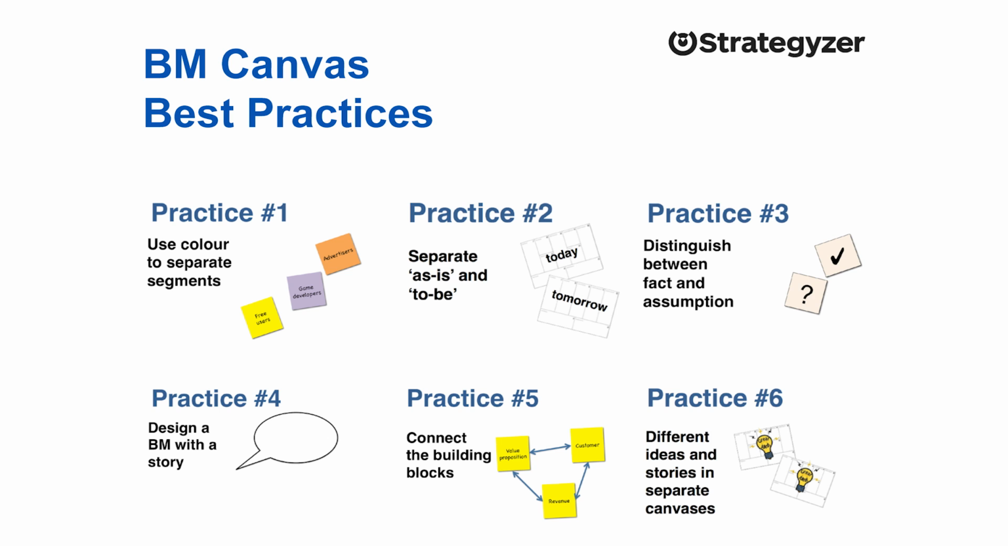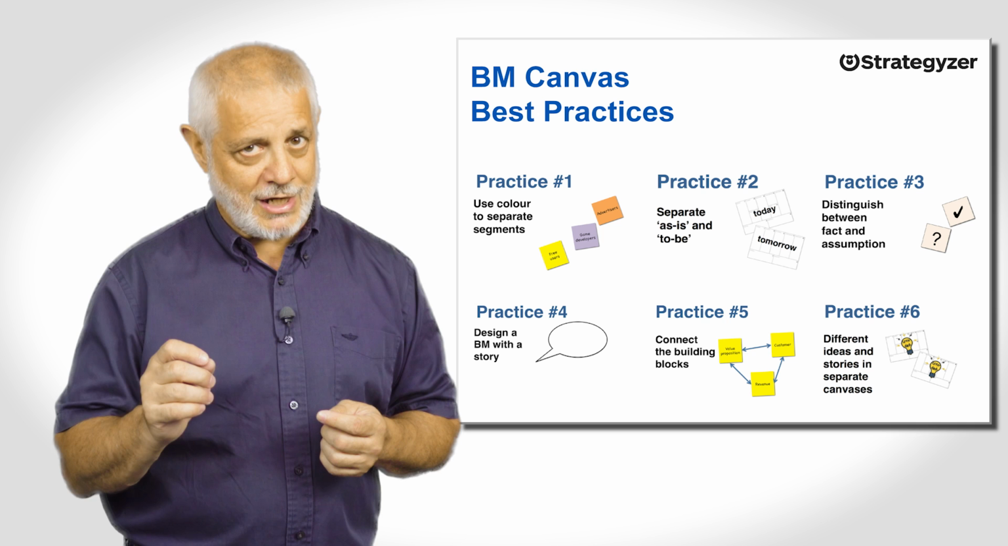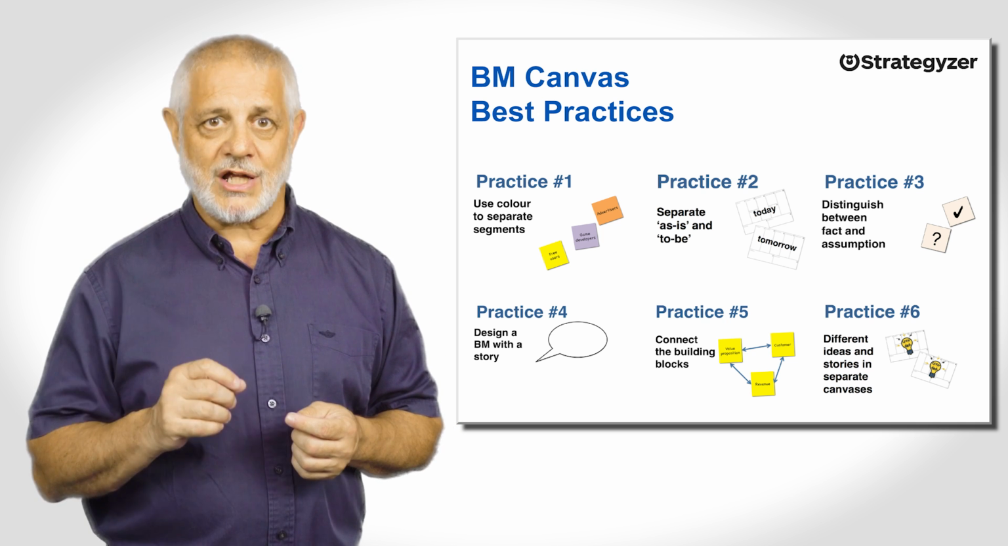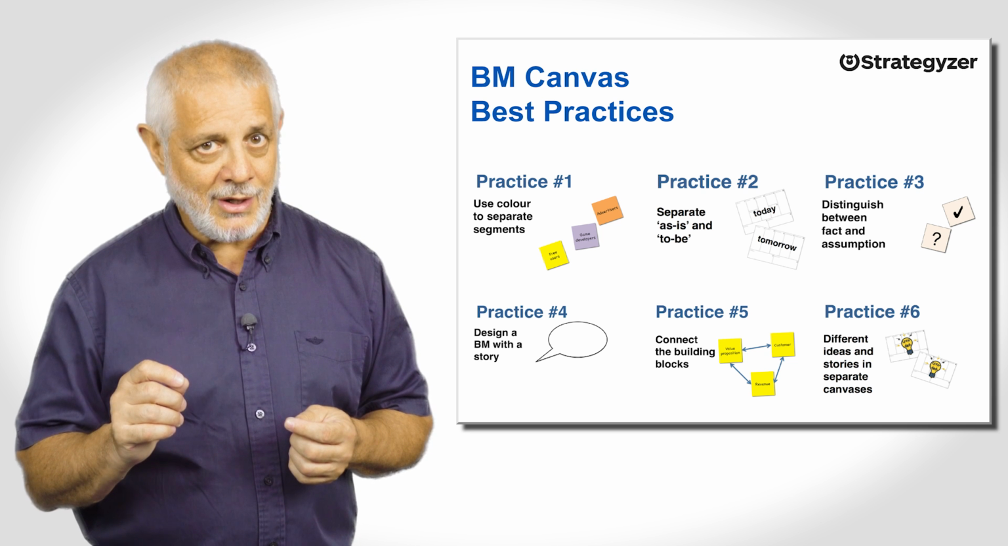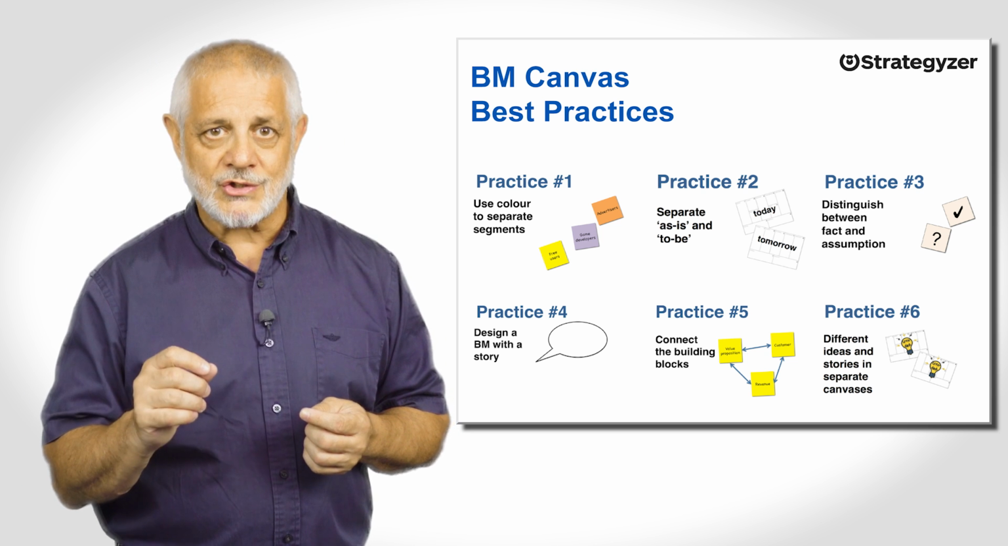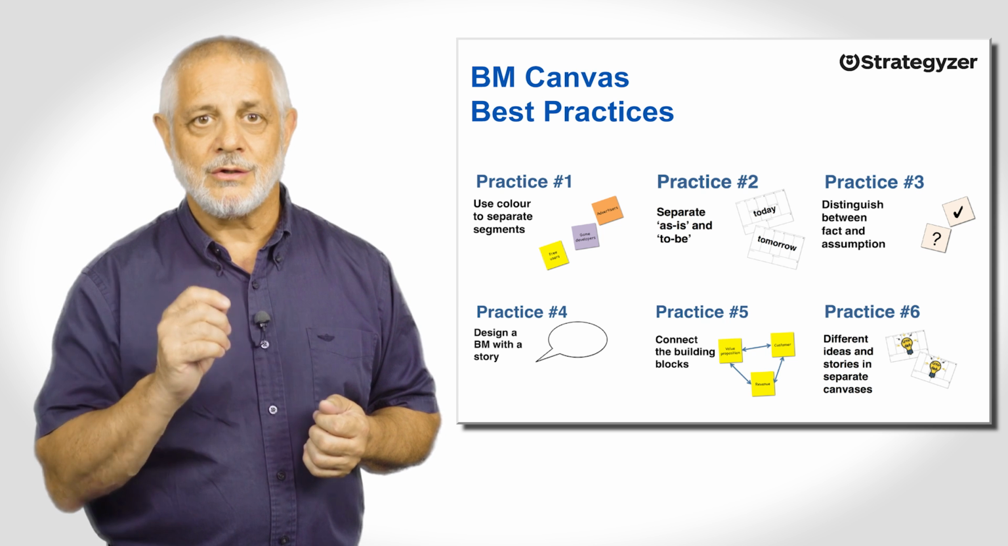Now, to summarize these thoughts, these 6 practices are intended as a guide to creating better, clearer, more effective business models. Use color for segments. Separate as-is and to-be, distinguish fact from assumption, design with a story, connect the building blocks, and separate your stories.